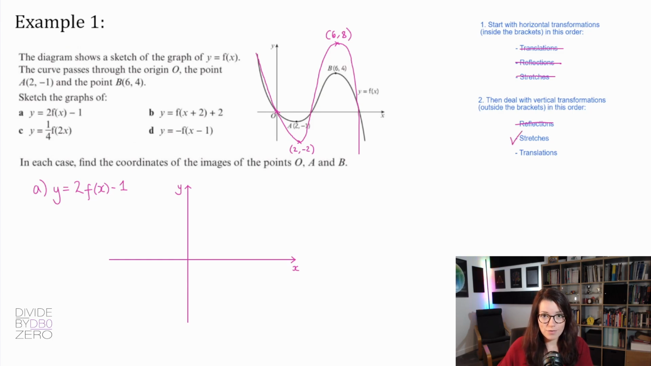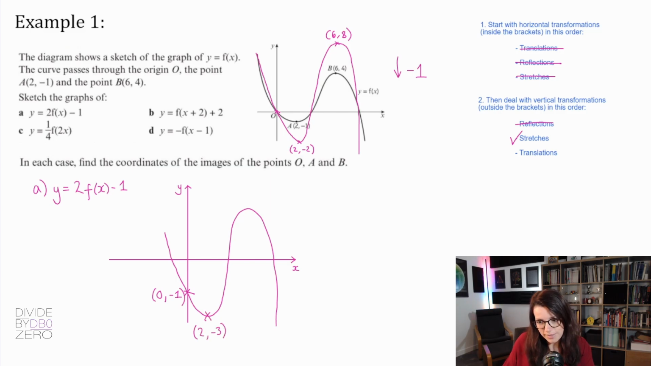We also have a vertical translation because the -1 on the end tells us that we want to move the entire graph down 1. So if we put that on our final answer, it's going to look something like this. So the origin has moved down to (0, -1). That minimum point has also moved down 1 to (2, -3). And the top maximum point has also moved down to (6, 7). We've dealt with the translation and that part is done.